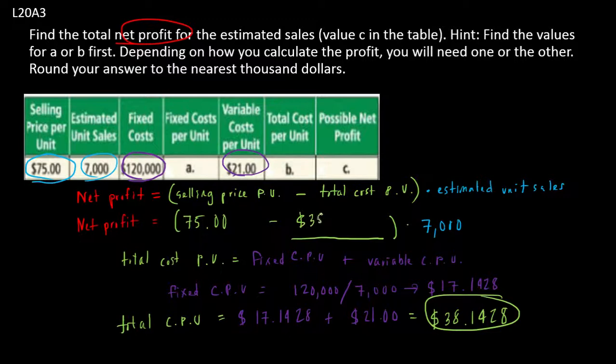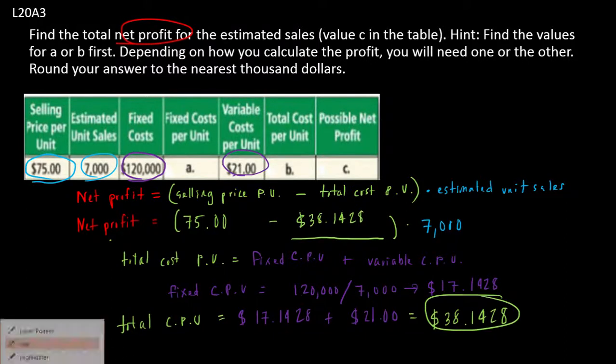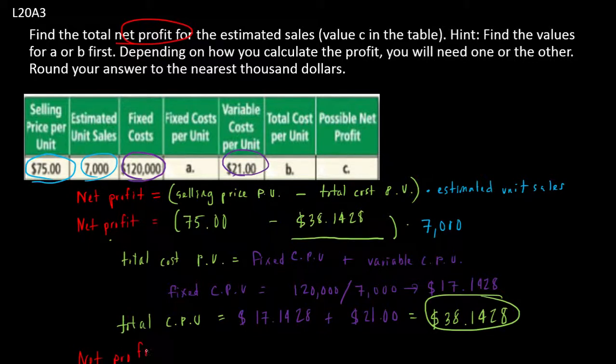So 38.1428. So net profit will be equal to the difference of $75 and 38.1428 multiplied by 7,000. So when we simplify here, that gives us a net profit equal to $258,000.